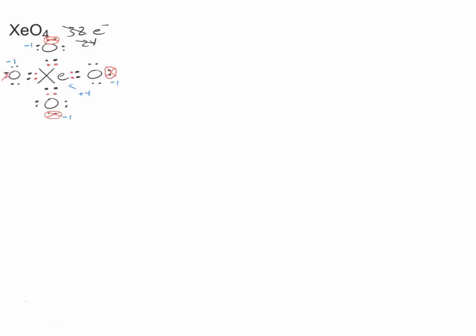Now, what you immediately notice is that xenon, in total, is seeing a heck of a lot of electrons, way more than 8. 2, 4, 6, 8, 10, 12, 14, 16. But that's okay. Xenon's large. Xenon can have expanded octets. So we're fine. And if we look now at our formal charges, the xenon has a formal charge now.